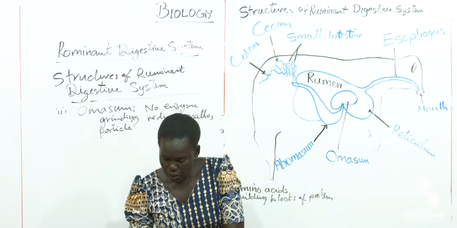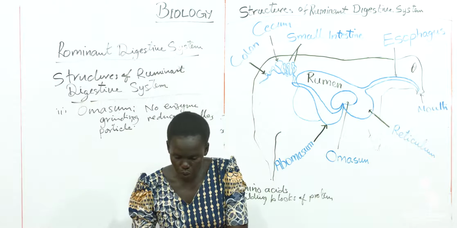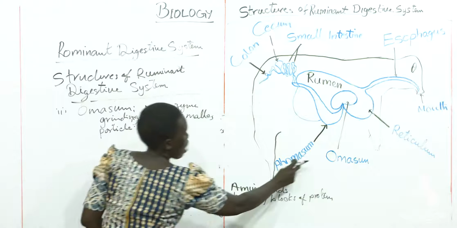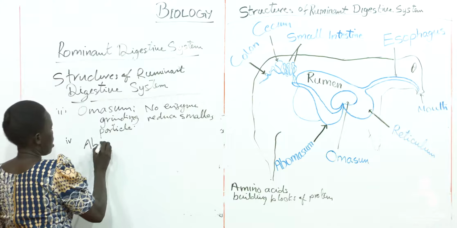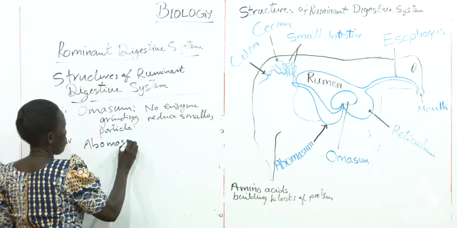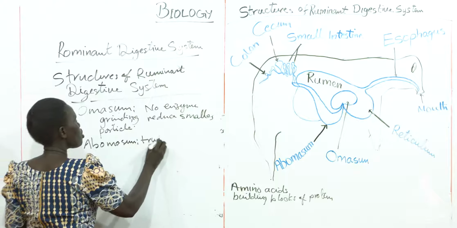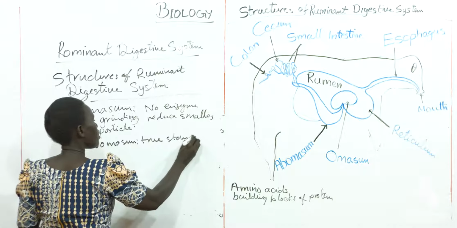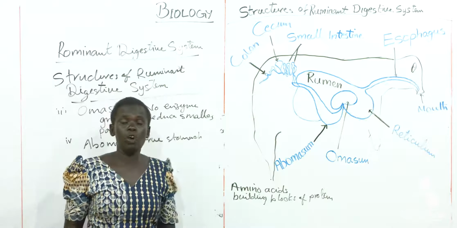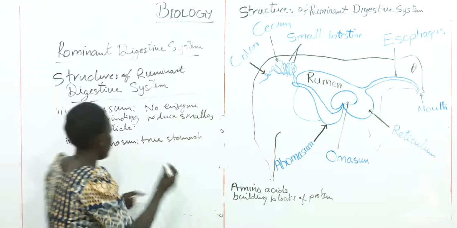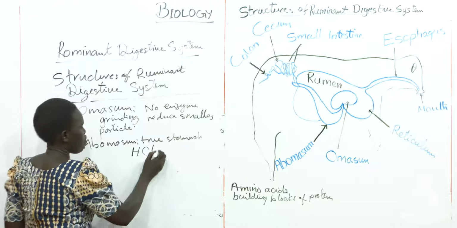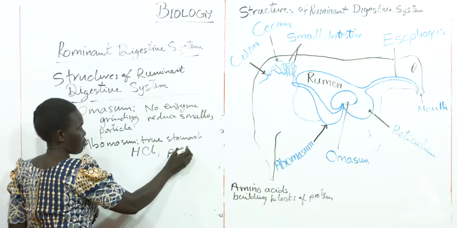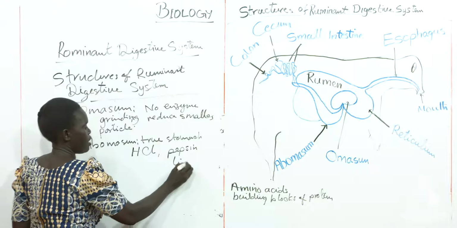From there, we come to the fourth room, which is the abomasum. And this is the true stomach, because it resembles the stomach in the monogastric animal. So here you'll find hydrochloric acid and the release of pepsin enzyme, pepsin and lipase.